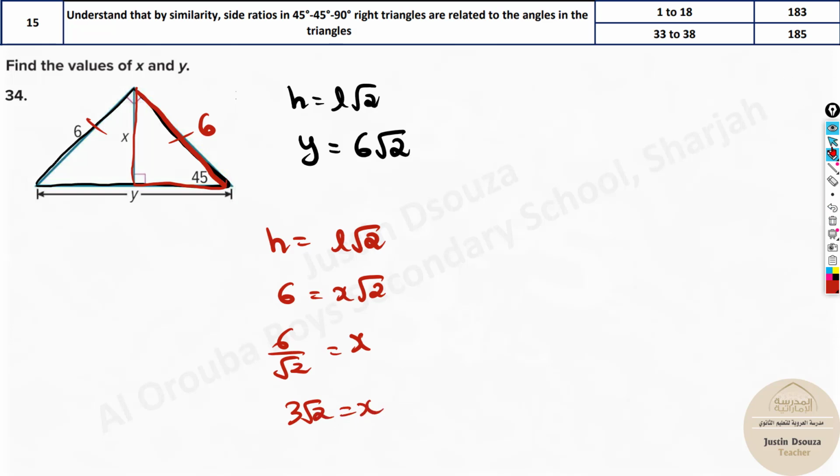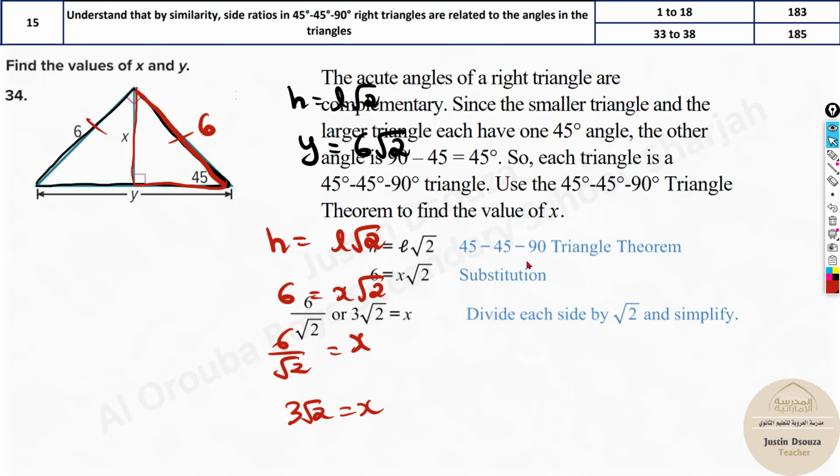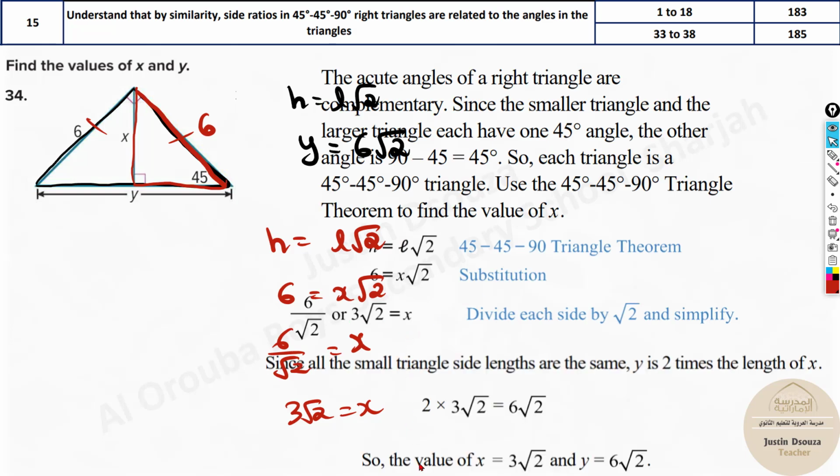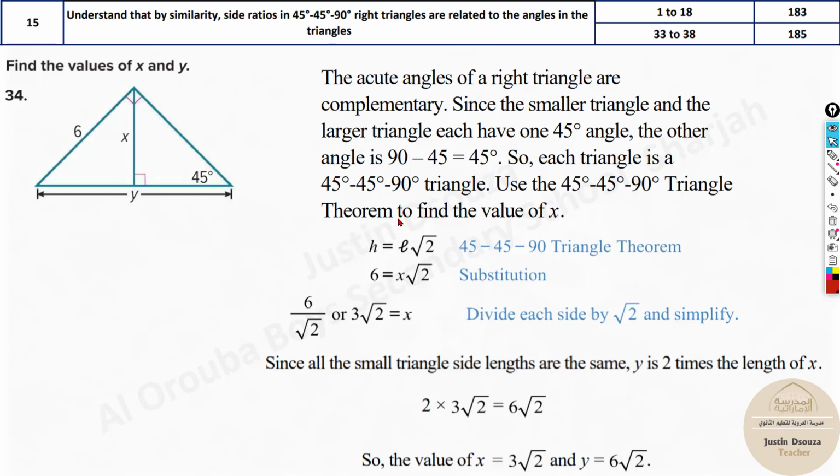This is the answer. Y is 6 root 2. X is 3 root 2. X is 3 root 2 over here and 6 root 2. Very simple. That's it. We are using the formula again and again.